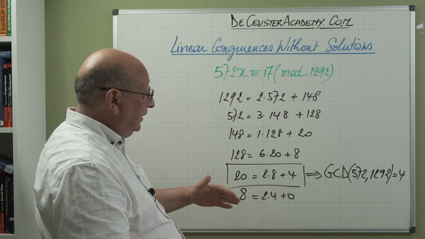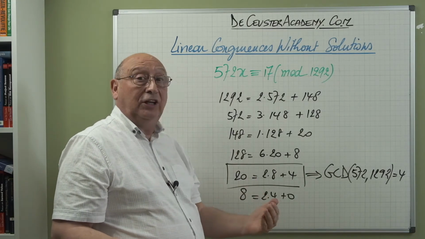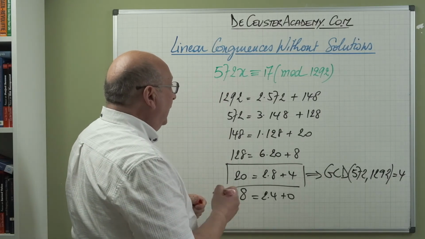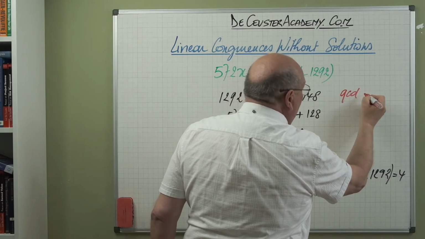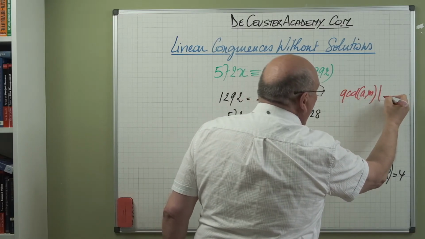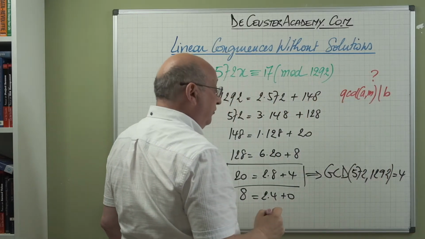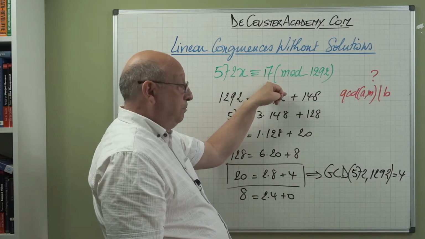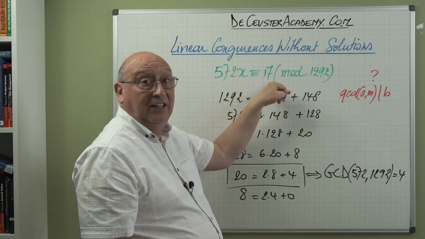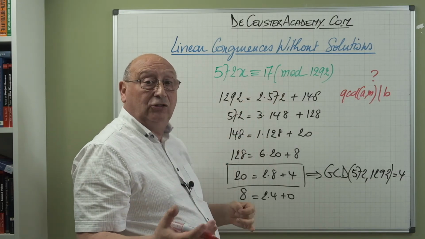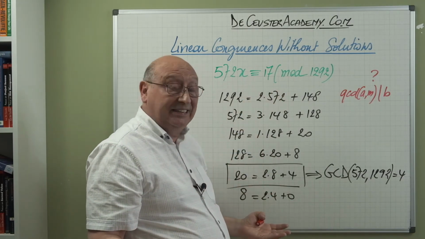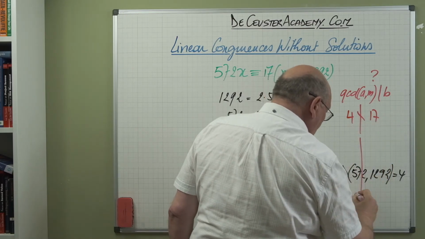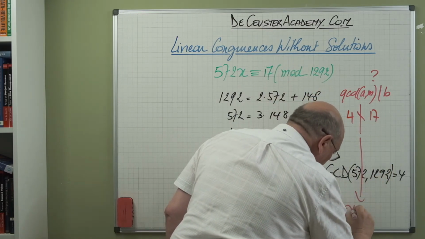We know that if we find a GCD which is not equal to 1, we have to verify the divisibility of 17. What we have to see is whether the GCD of A and M divides B, so that's what we have to verify. Now 4 is the GCD, and 17 is a prime number, which is very easy to see. We cannot divide it by 4 because a prime number has only 2 divisors, 1 and itself. So we can say here 4 does not divide 17, so no solution.